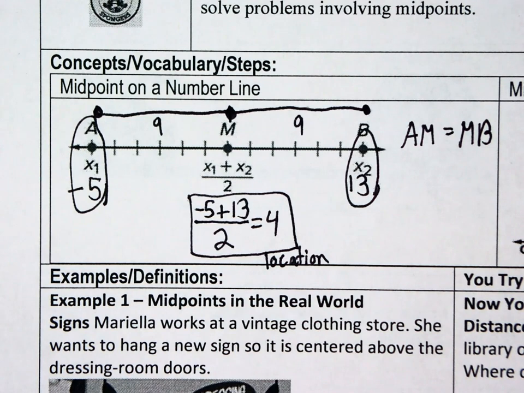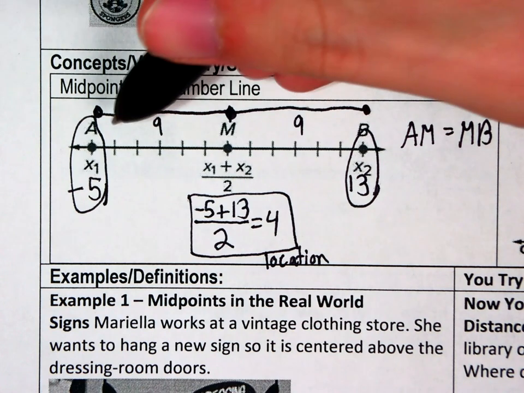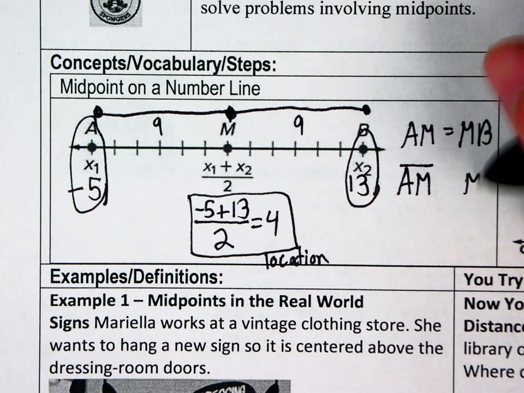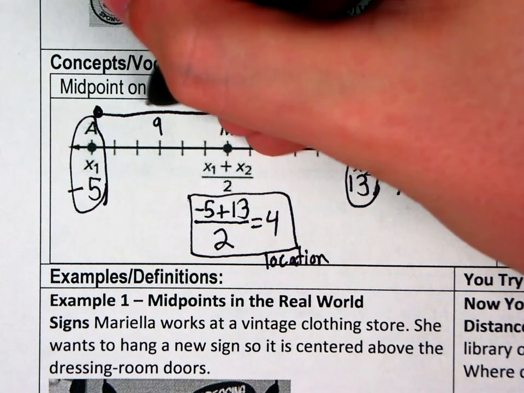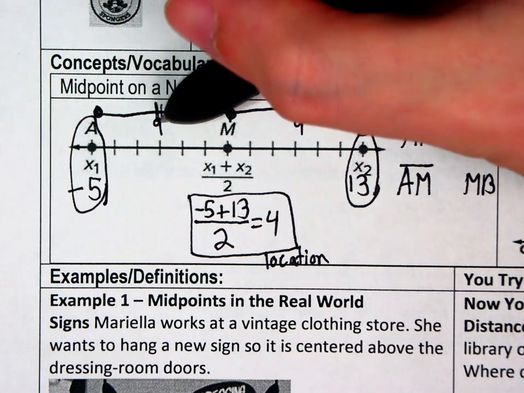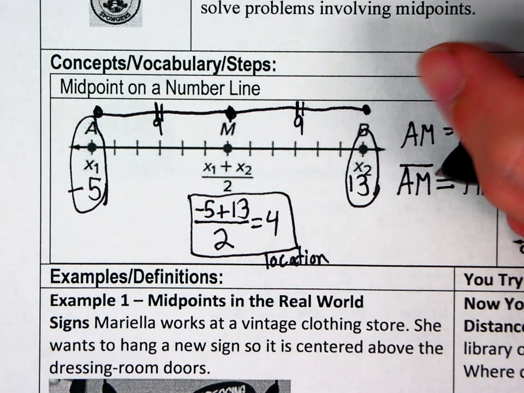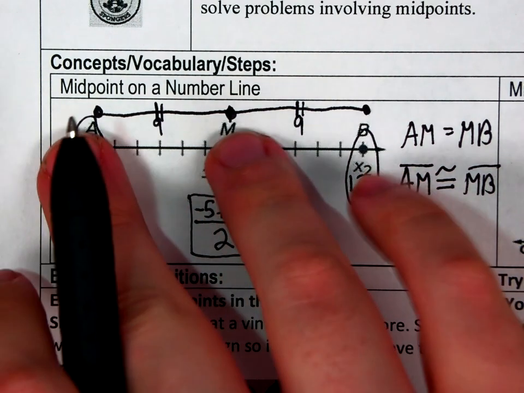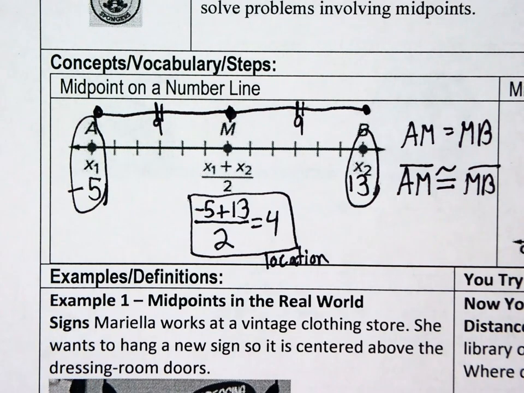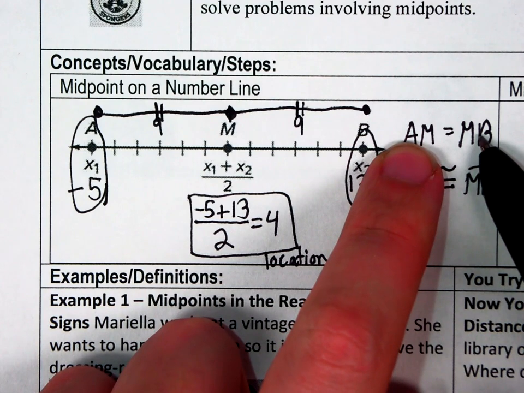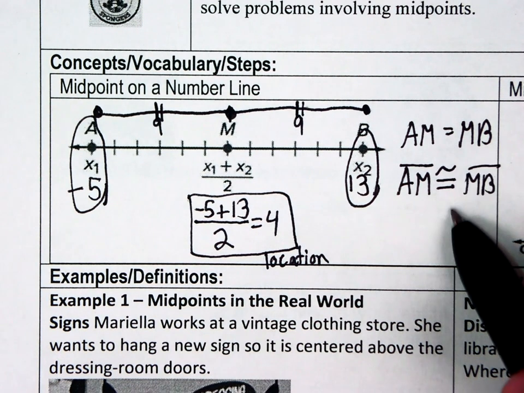I just did also a little bit of callback with you guys about some other language. If I didn't want to talk about the lengths, if I just wanted to talk about the two line segments, AM and MB, with the bar over them, we would say those two line segments are congruent, and we'd put the tick marks to indicate that they're congruent, and we'd use a congruent symbol in between them to say A to M is congruent to M to B. Here the line segments are congruent, here the distances or the lengths of the line segments are equal. Just a reminder about those two small ideas.